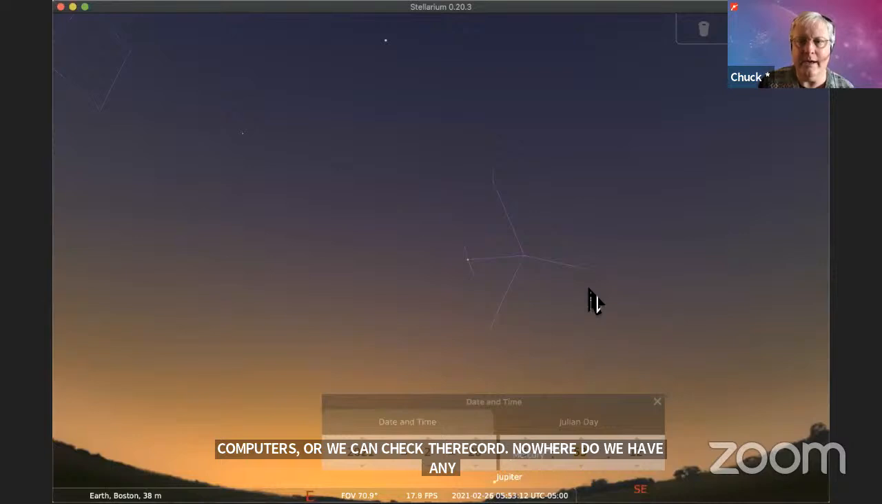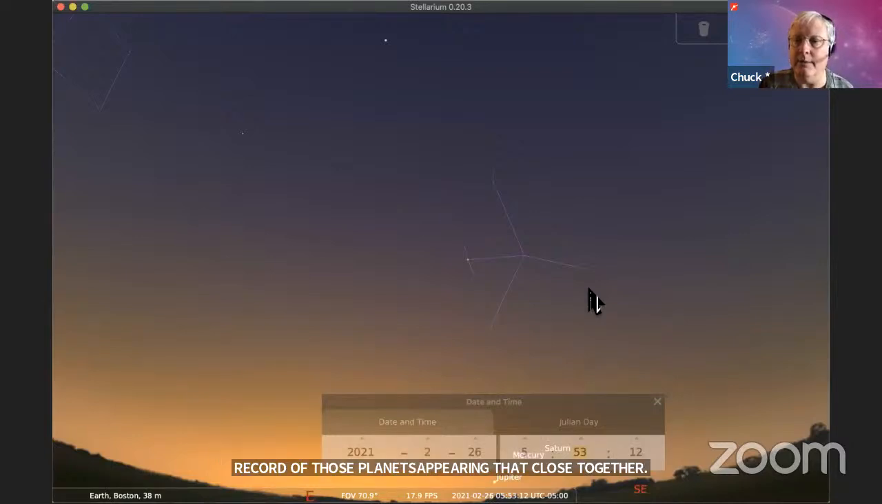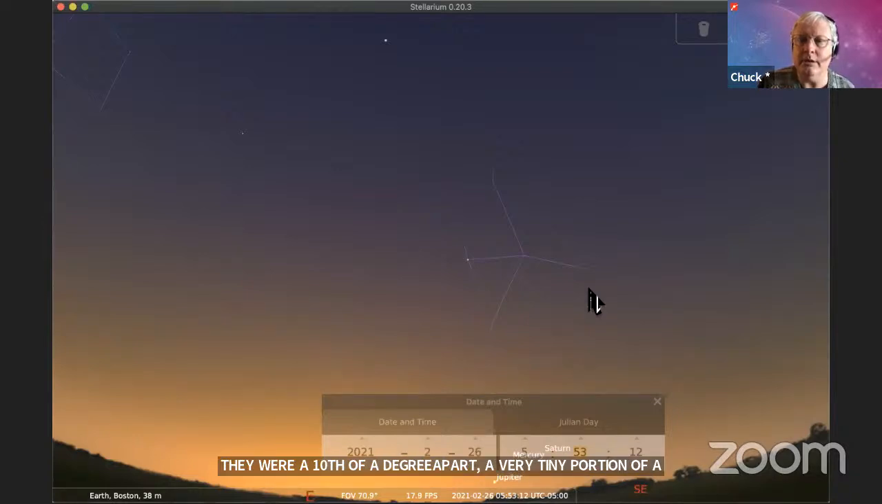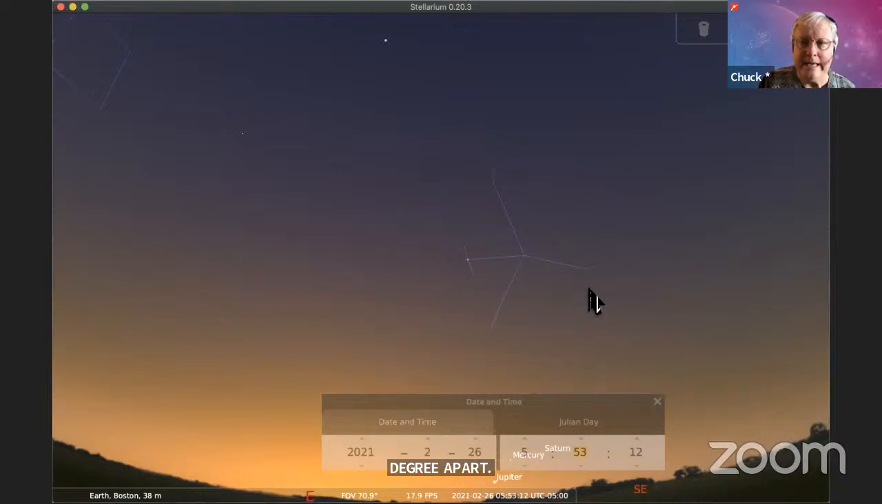That is a very tiny portion of a degree apart. Some people probably couldn't even tell them apart. They look like a single object. That has not happened since about the year 1200 or so. So it just happened to be an extremely close conjunction.